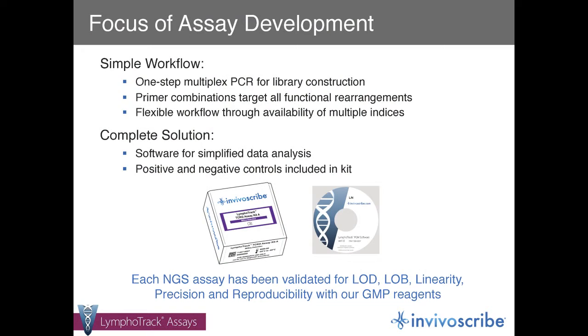Throughout the development of these assays, we've been primarily focused on the ease of use for the customer. Simple workflow. We concentrate on a one-step multiplex PCR for library construction. In other words, you don't have to do 5, 6 different PCR reactions. We provide the barcodes in the primers themselves, so it's one multiplex PCR. We provide primer combinations that target all functional rearrangements, and we provide that in a flexible workflow through availability of multiple indices. As Jeff said, there's 24 indices that you can run for the MiSeq and 12 indices that you can run for the PGM.